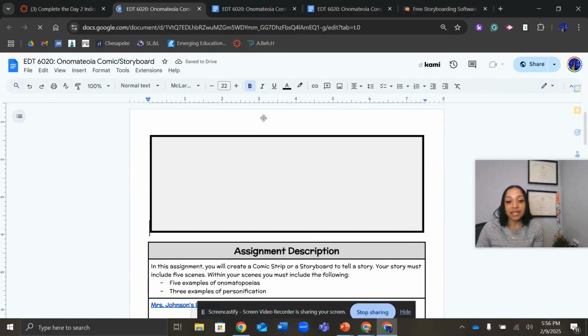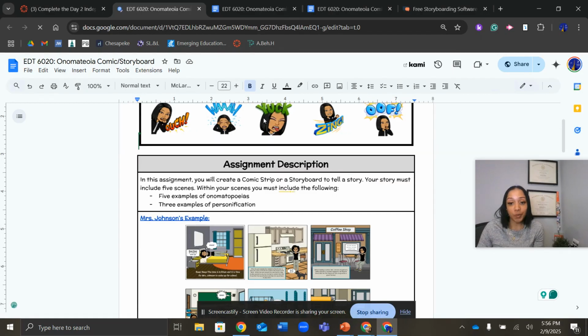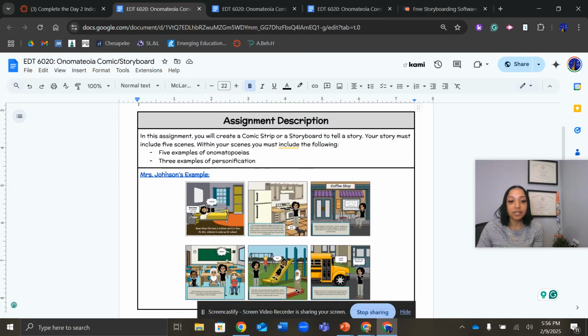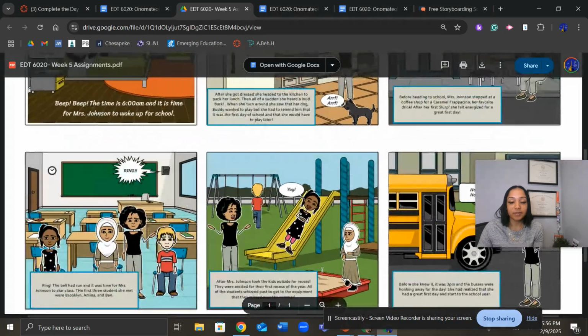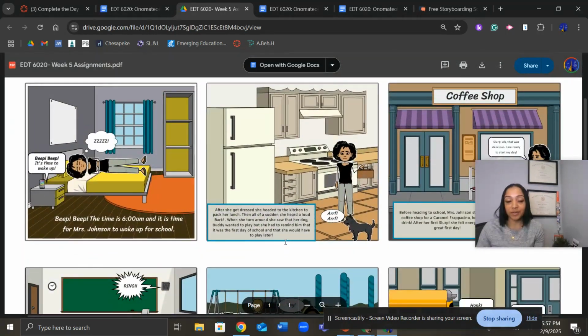The description of the assignment is that you're going to be creating a comic strip or storyboard to tell a story. And your story must include 5 sentences. So let's take a look at my example. In my example, we can see that, let's zoom in a little bit. The story is called First Day of School. So it's the story about me on the first day of school. If you look here, it starts with beep, beep, it's time to wake up. But Mrs. Johnson is knocked out. She is sleeping. You can see all the Z's in onomatopoeia. Beep, beep, the time is 6 a.m. and it's time for Mrs. Johnson to wake up for school.